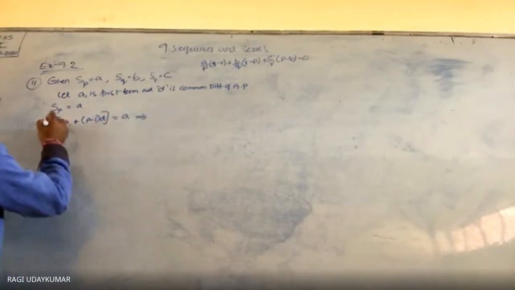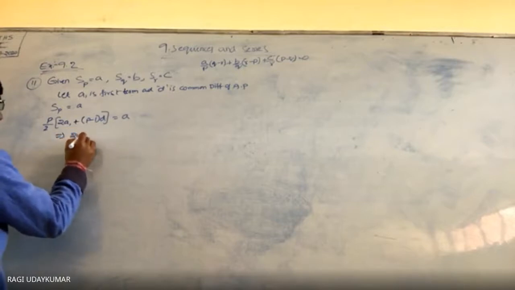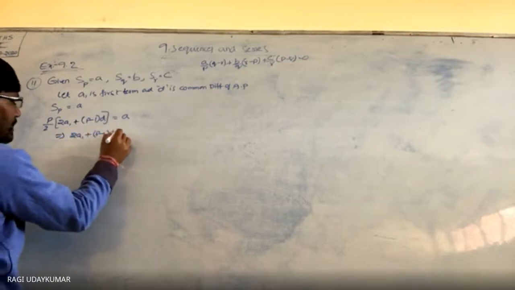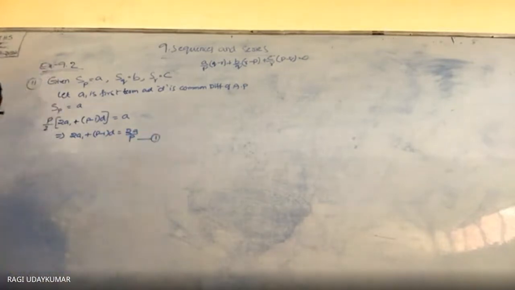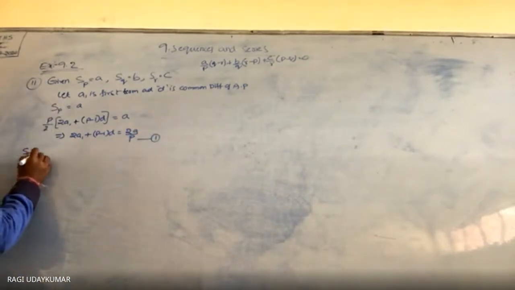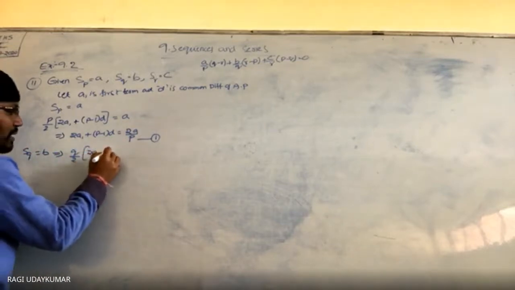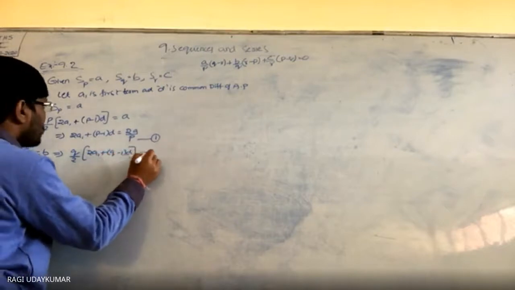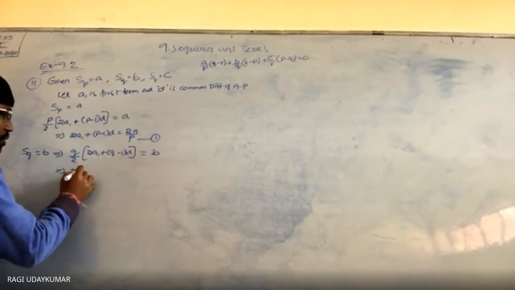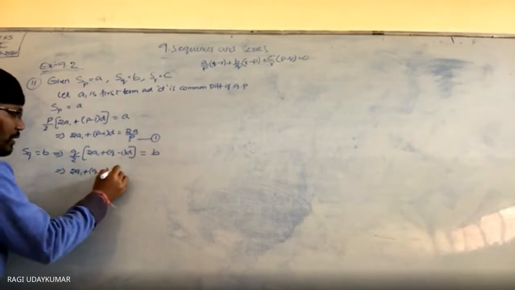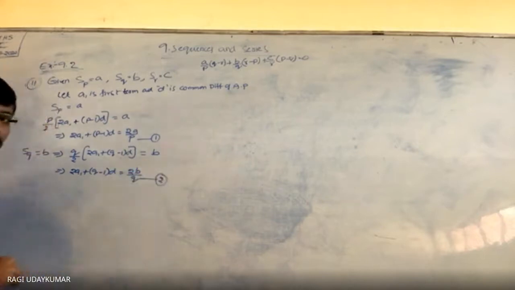This implies, take P by 2 to the right side. What do you get here? 2A1 plus P minus 1 into D is equal to 2A by P. Take this as equation number 1. Yes, SQ is equal to B is given. So that is nothing but Q by 2 of 2A1 plus Q minus 1 into D is equal to B. So this implies, take that to the other side: 2A1 plus Q minus 1 into D is equal to 2B by Q. This is the second equation considered.